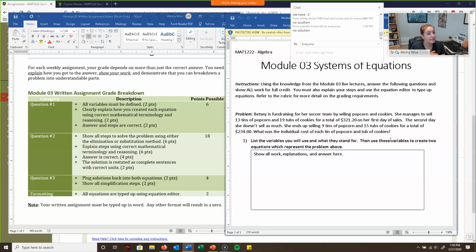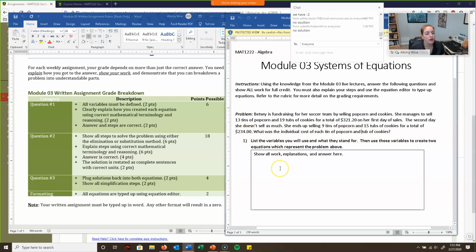But Module 3 Systems of Equations. Your problem is that Betsy is fundraising for her soccer team by selling popcorn and cookies. She manages to sell 13 tins of popcorn and 19 tubs of cookies for a total of $321.20 on her first day of sales. The second day, she doesn't sell as much. She ends up selling 9 tins of popcorn and 15 tubs of cookies for a total of $234. What was the individual cost of each tin of popcorn and tub of cookies?